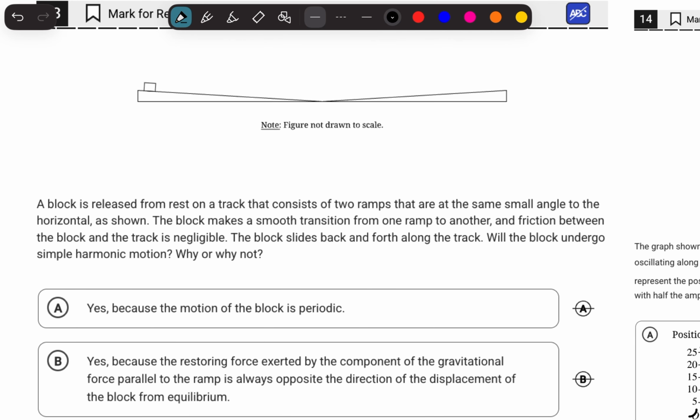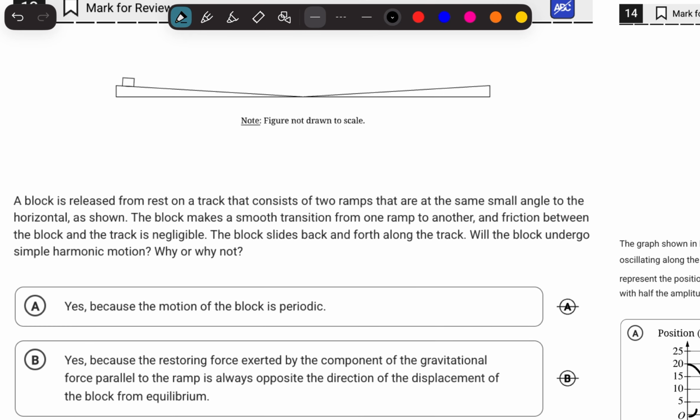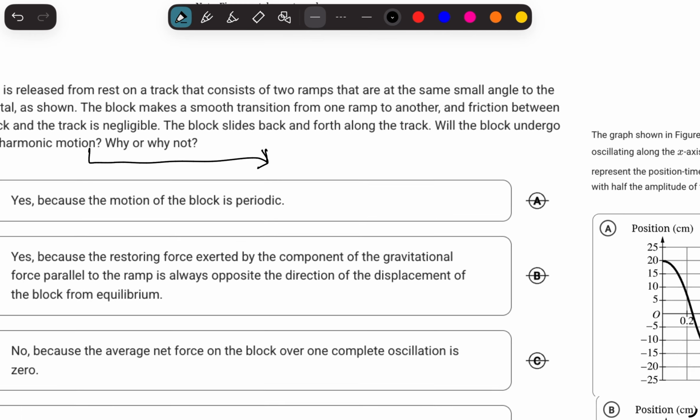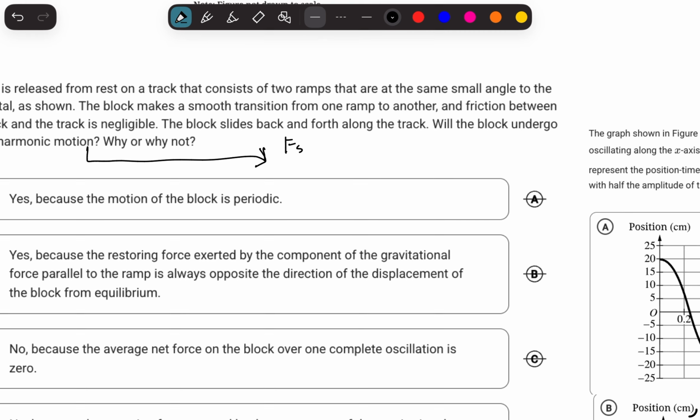Why or why not? So in this question, we need to know what simple harmonic motion is. When you have this, it means you have to meet a certain requirement of a restoring force, Fs, or Fr, and it must satisfy this condition, which is Hooke's law.